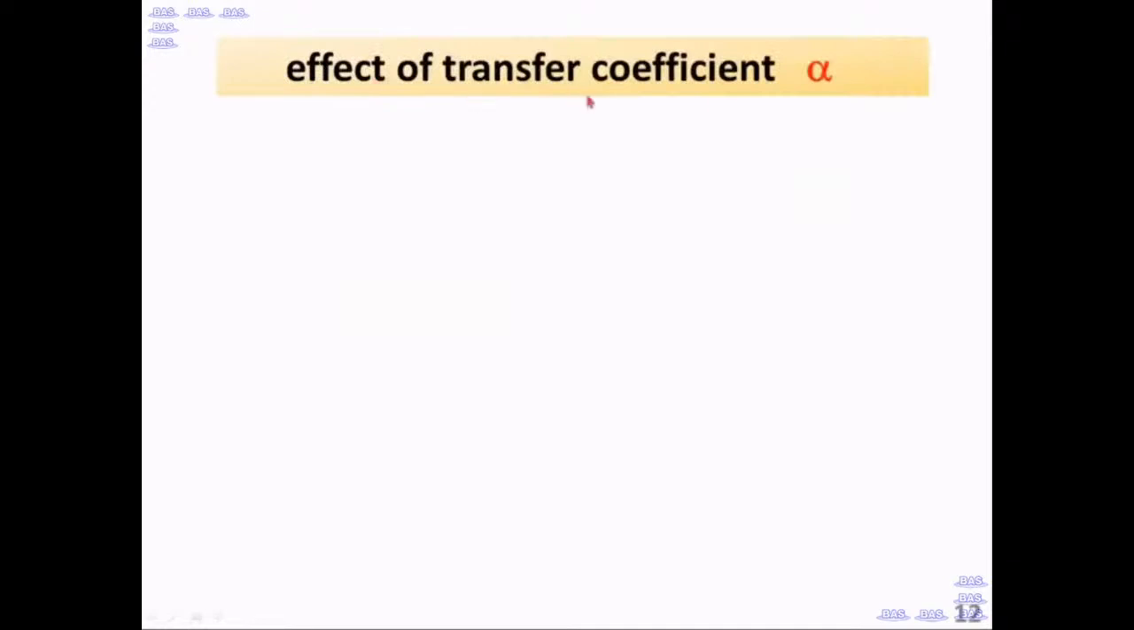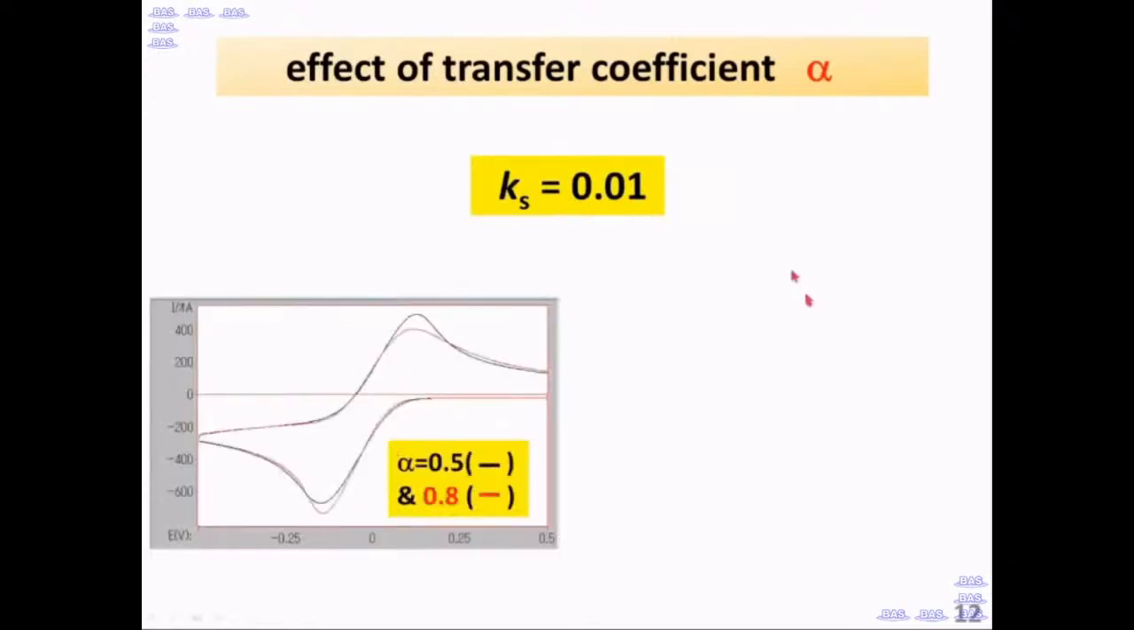The effect of the transfer coefficient alpha is a very difficult parameter to understand. In this case, 0.01 is a rather fast electron transfer as a category. This and the following figure show the dependence on alpha. When alpha is rather large, the reduction peak is larger.